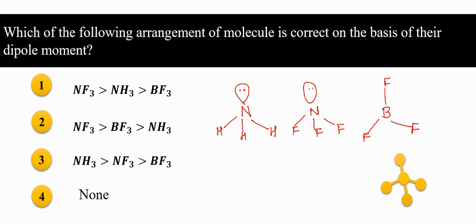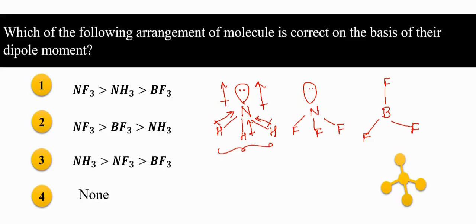In case of NH3, nitrogen is more electronegative, so I can represent the bond dipole towards nitrogen. Here also in the same direction, and here also in the same direction. So the resultant of the 3 bond dipoles is in the same direction as the lone pair dipole moment. So everything is added up, and here you can observe a high dipole moment.